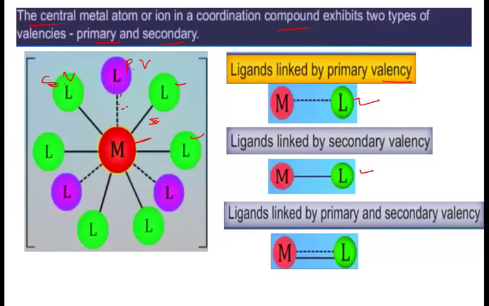Sometimes a ligand can show both valencies, so the central metal atom satisfies both primary as well as secondary valencies. It will be shown by a dotted line on one side and a dark line on the other side. That means a ligand which can satisfy both valencies may be present within the coordination sphere.